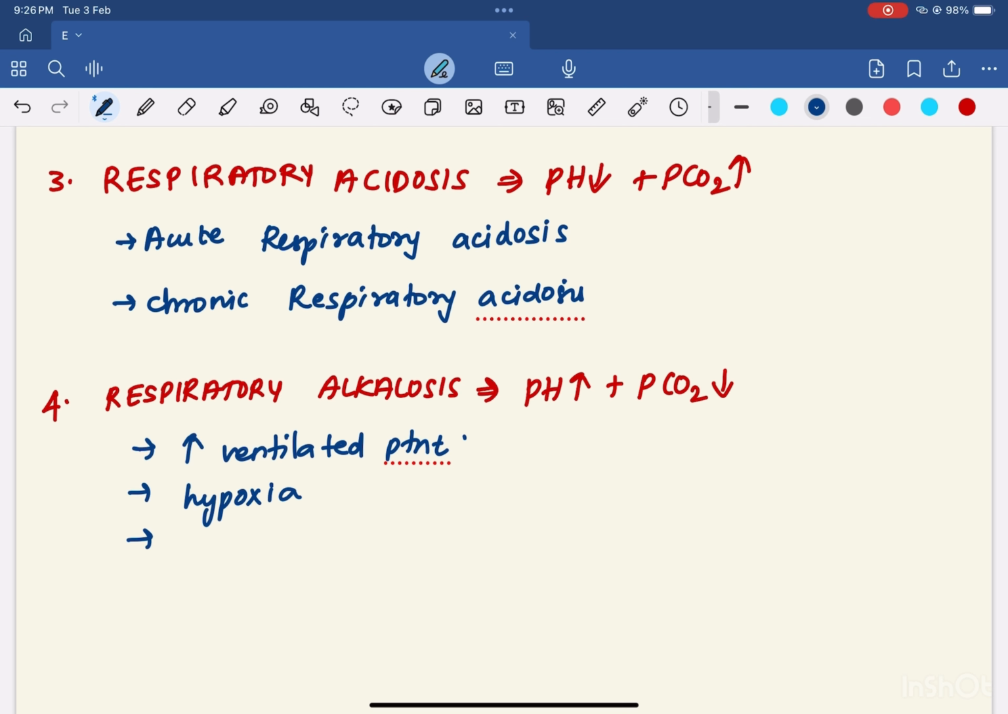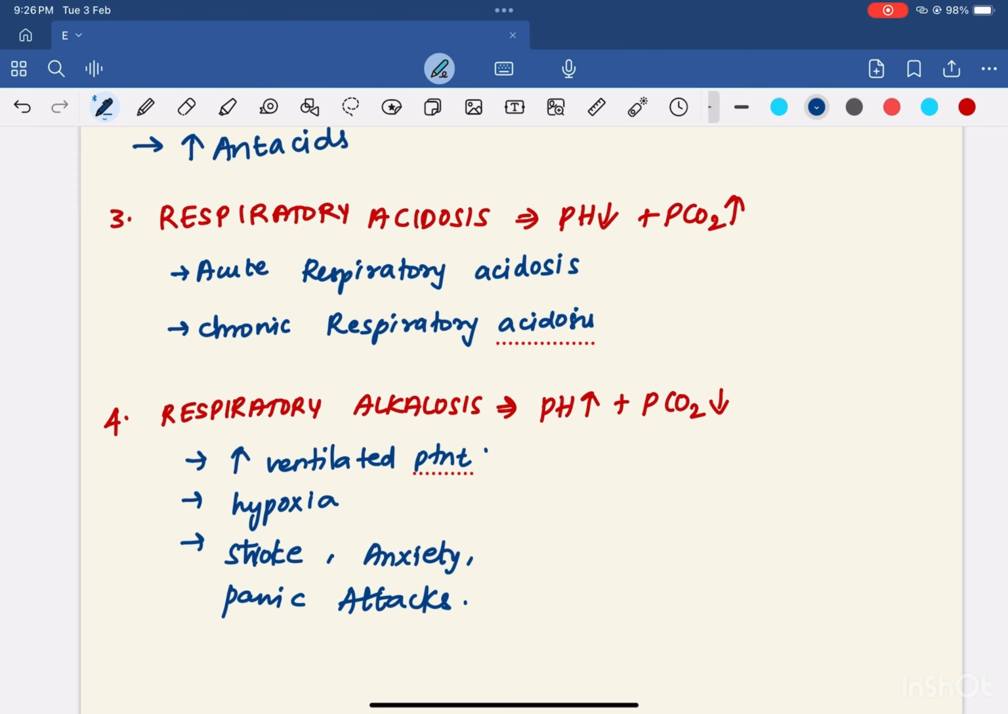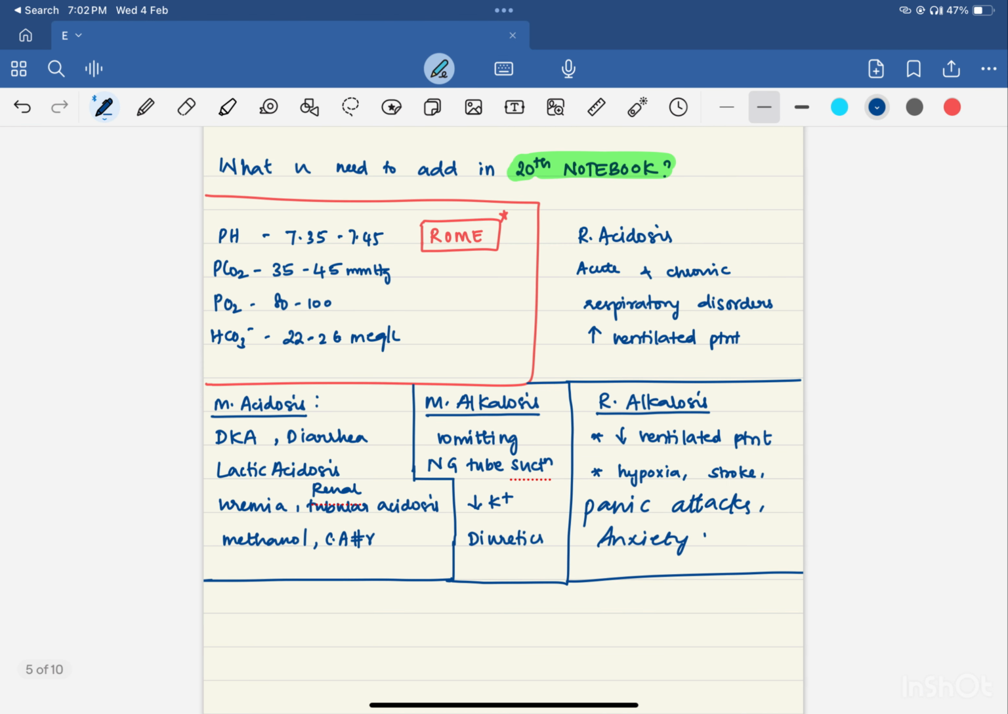Next one is respiratory alkalosis. pH is high, PCO2 is low. Hyperventilated patient, hypoxia, stroke, anxiety, panic attacks, these come under respiratory alkalosis.